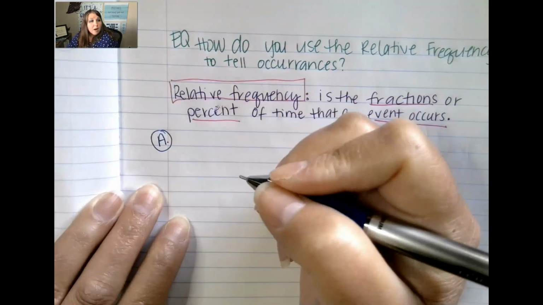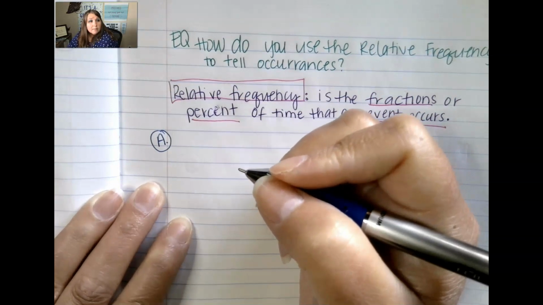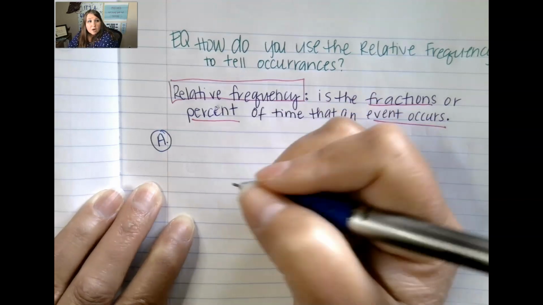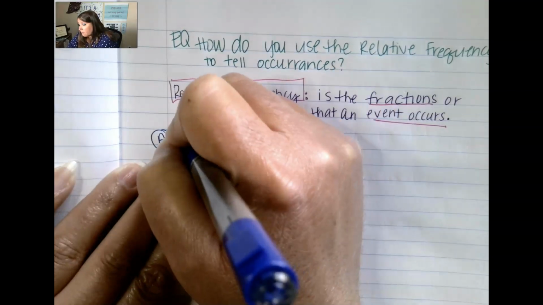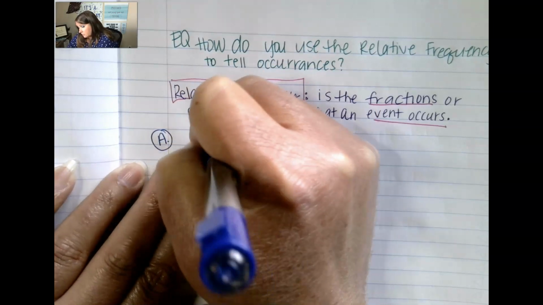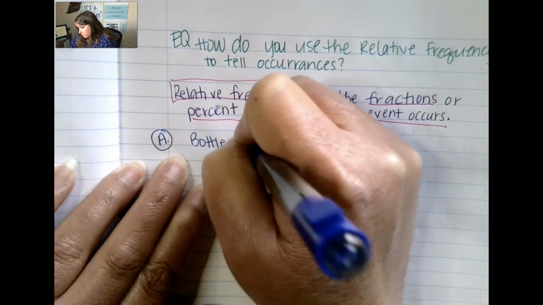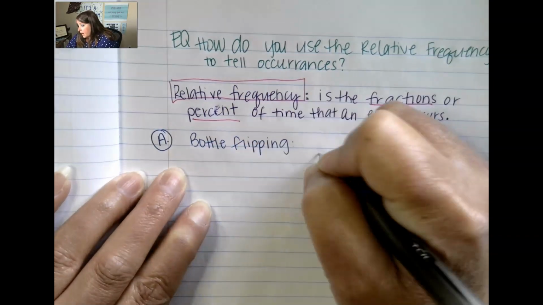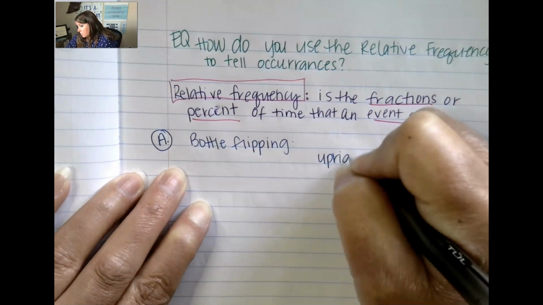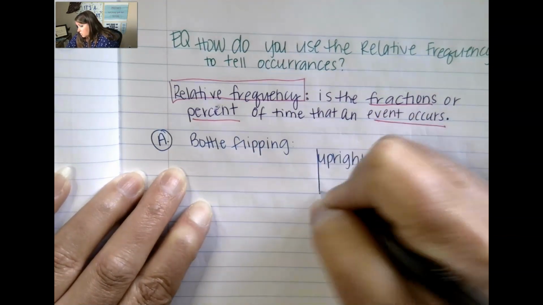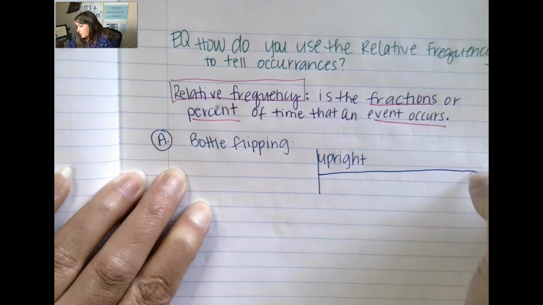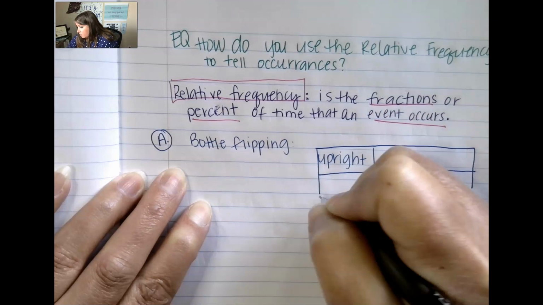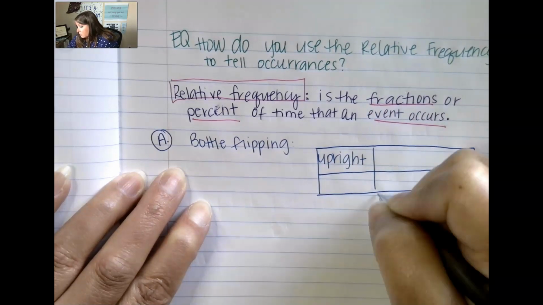So it says you flip a bottle and you record the number of times it lands upright and the number of times that it lands on its side. So we have bottle flipping. The number of times that it lands upright is shown in this frequency table using tally marks. And so let me make that real quick. And then the number of times it lands on its side. So this is the data.